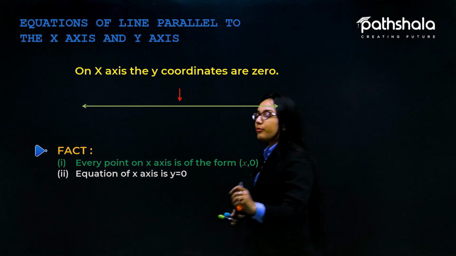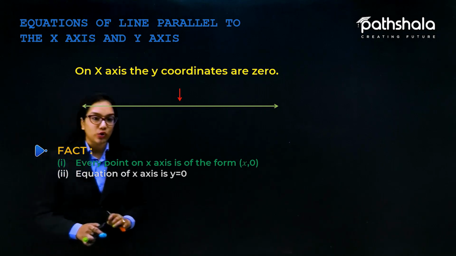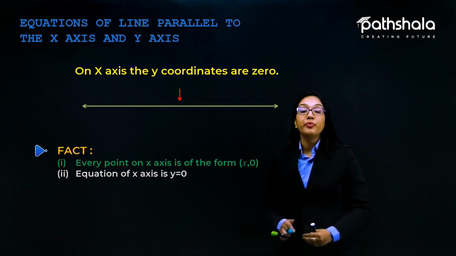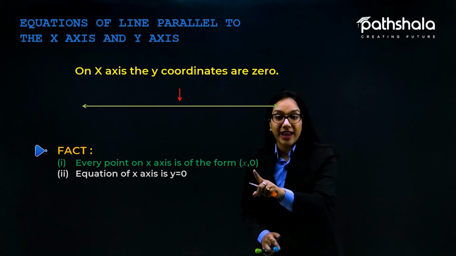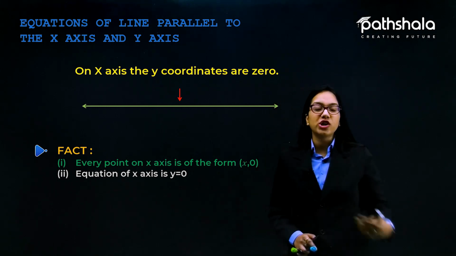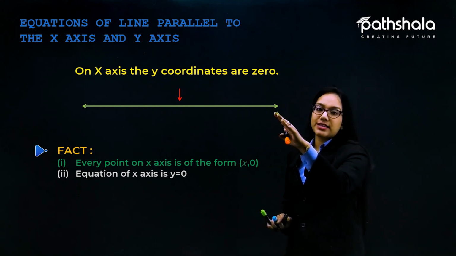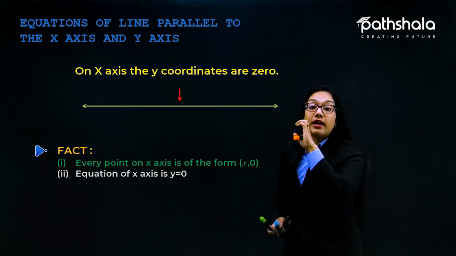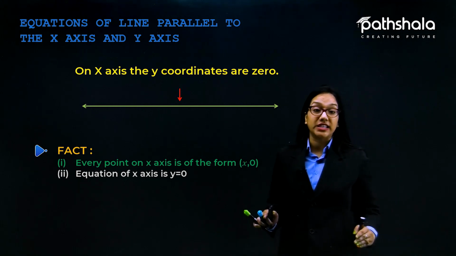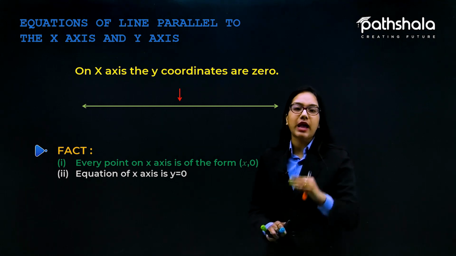This is really an important point. The second point is really very important: the equation of the x-axis is y = 0, because we know that on the x-axis the y coordinates are always 0, so the value of y is equal to 0. So y = 0 is called the equation of the x-axis. Always remember, on the x-axis the y coordinates are always 0, and the equation of the x-axis, that is x dash, is nothing but y = 0. These are some of the facts related to the x-axis.